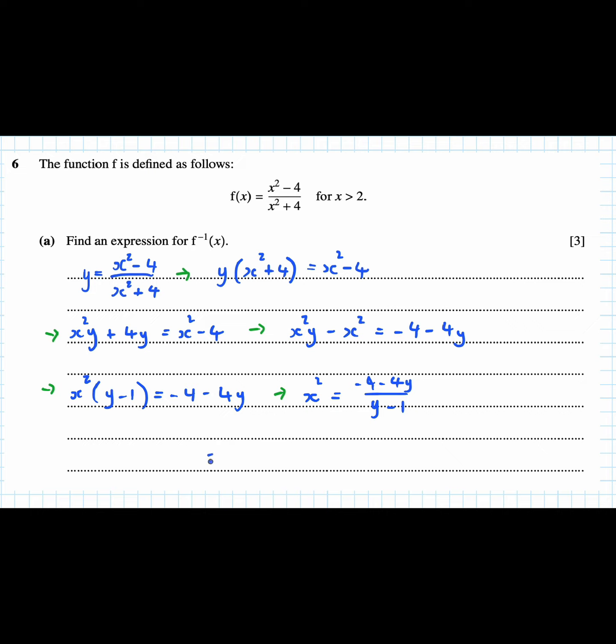So the final answer for x would be root 4y plus 4 all over 1 minus y. But make sure to convert back to the final answer. So the inverse of f of x is root 4x plus 4 all over 1 minus x. Be careful with that detail.